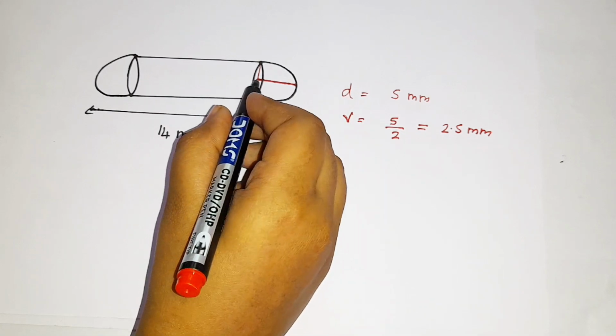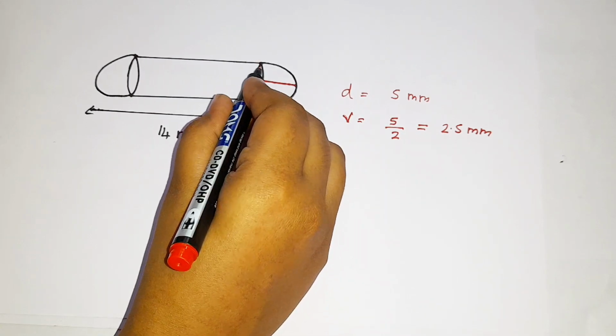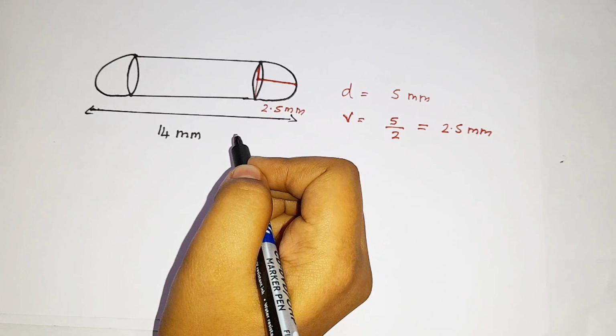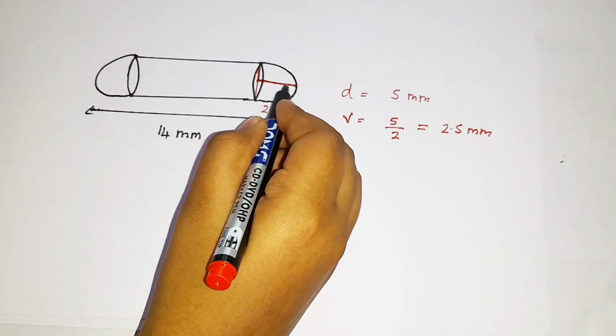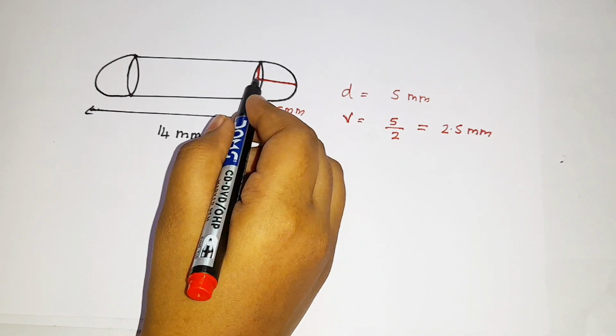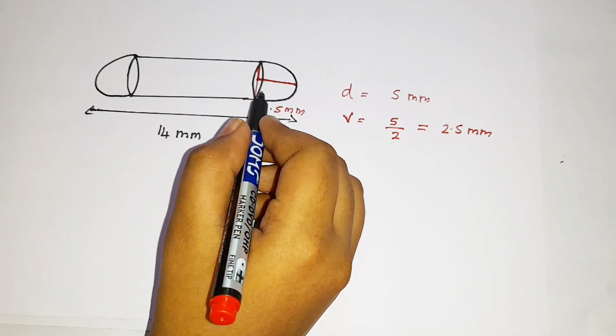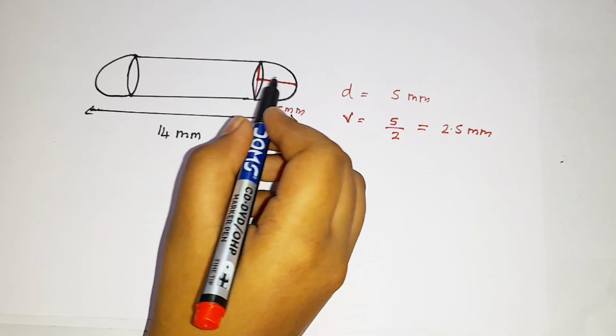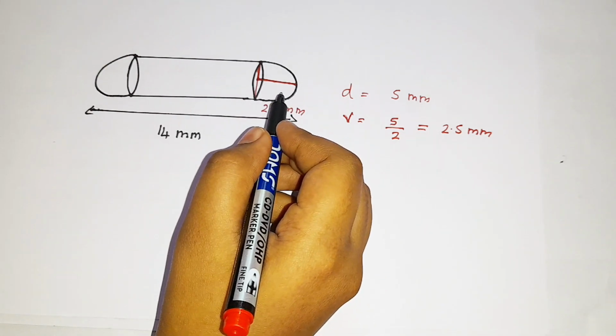Why? Because here we have the radius. Here the radius is 2.5 mm, and this will also be 2.5 mm. Don't think that this is the height of the hemisphere. No, you are wrong, because a hemisphere doesn't have a height. So please don't get confused.